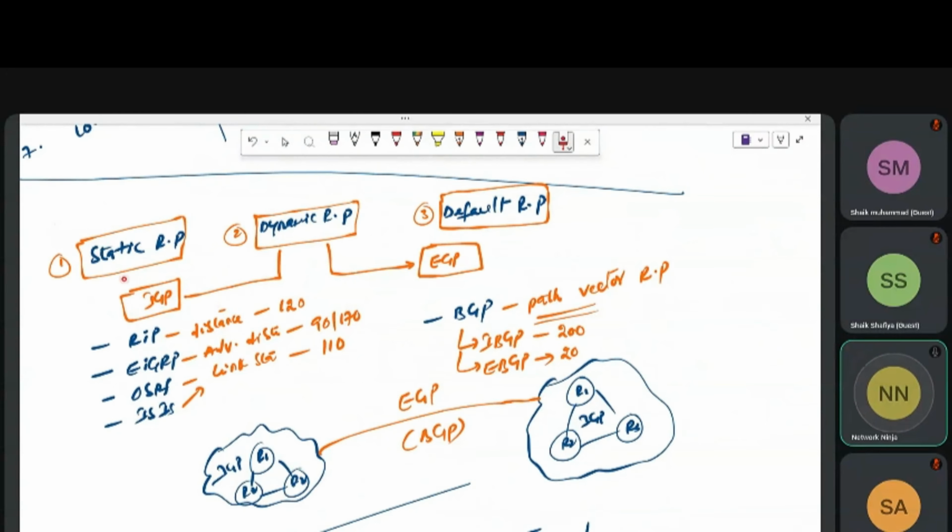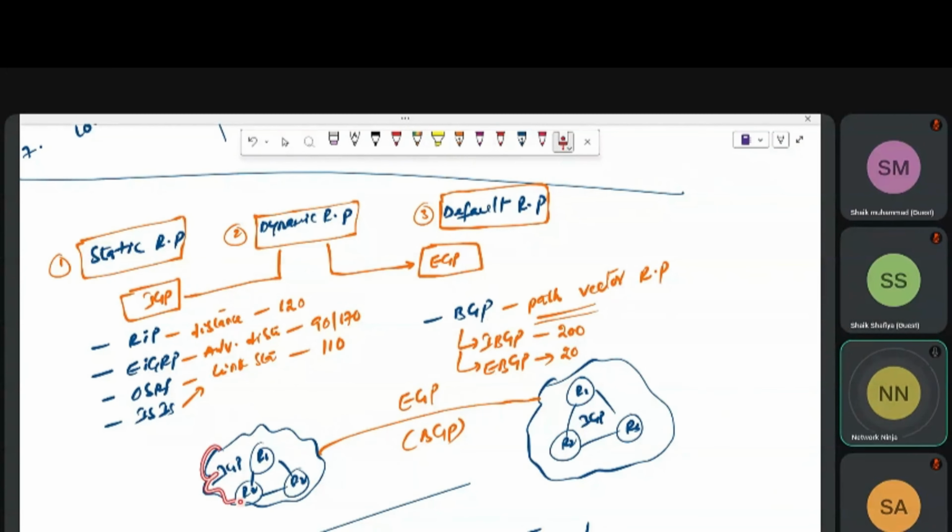So generally we have three types: static routing, dynamic routing, and default routing. Dynamic routing is again classified into two different types. One is IGP, Interior Gateway Protocol, and the other is Exterior Gateway Protocol. In IGP, these are the protocols we have: RIP, EIGRP, OSPF, and IS-IS. With respect to that, we discuss which protocol is used and the AD values here. And in BGP, we have IBGP, internal BGP, and external BGP.